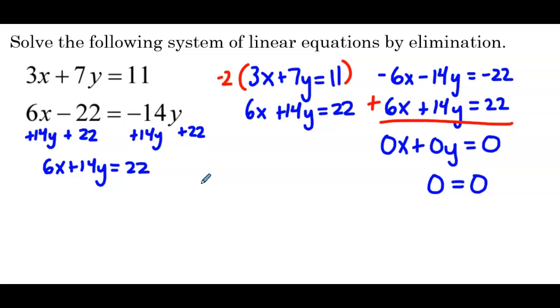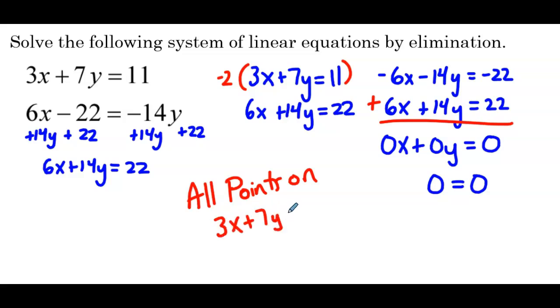So how did we write the solution when the lines were the same? We wrote the solution as all points on the line. So each of these represents the same line, so we choose one of them. So I'll choose the first one. So all points on 3x plus 7y equals 11.